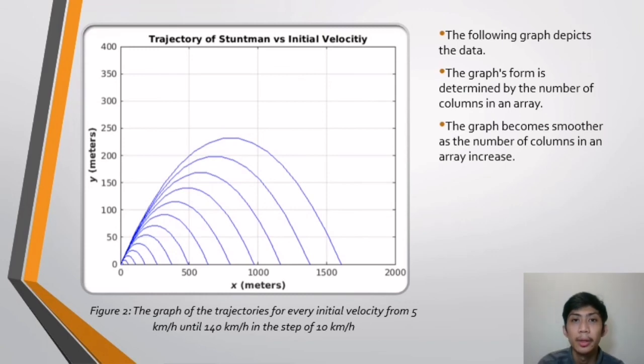Figure 2 shows the graph of the trajectories for every initial velocity from 5 km per hour until 140 km per hour in steps of 10 km per hour. The data is represented in the graph as shown in Figure 2. The number of columns in an array determines the graph shape. As the number of columns in an array increases, the graph becomes smoother.